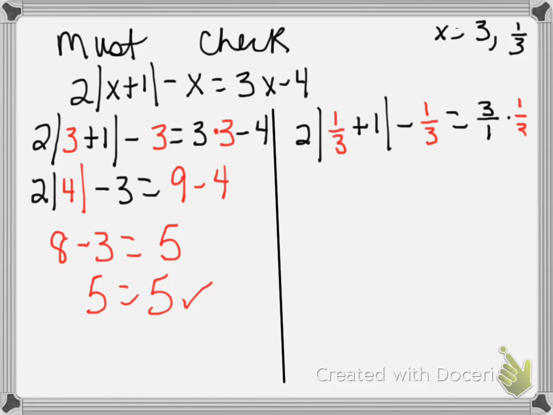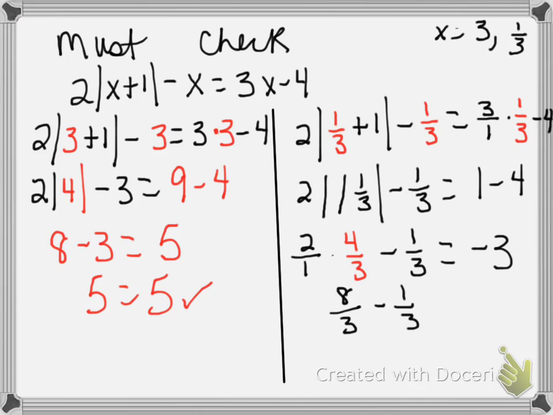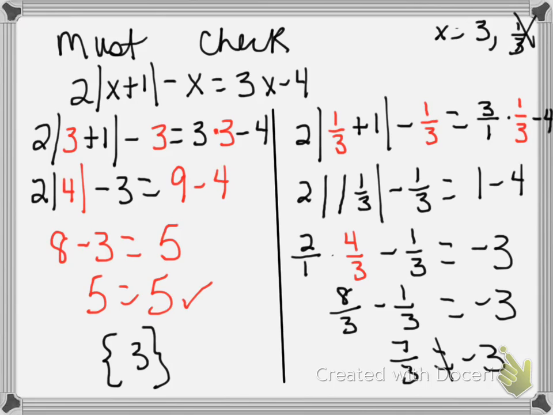I'm going to turn that 1 inside the absolute value into 3 over 3, or 1 1/3, never mind. Now I'm going to convert the 1. I took the absolute value of 1 1/3, which was a positive 1/3, and then I have to multiply it by 2. So remember, to multiply fractions, you have to turn it into an improper fraction. So I did 2 steps in one. So that does not work. So my only solution is the 3.